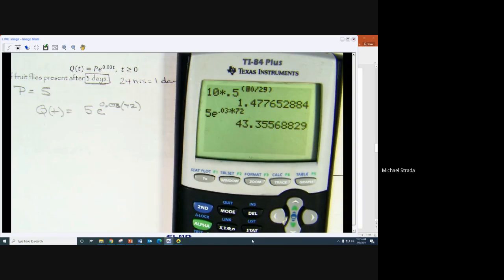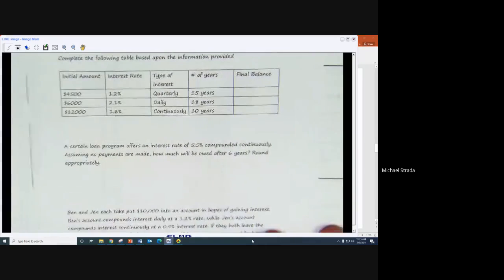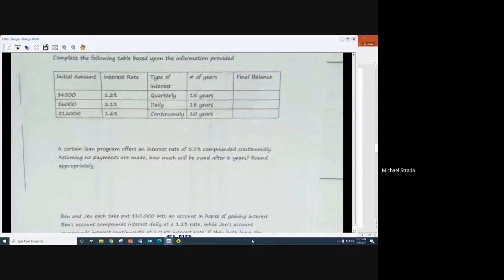So, real quick, let's just walk through the homework expectations. This is due tomorrow at midnight. The first one is just a table. I don't need to see any work for that. You can just put the final balance in.